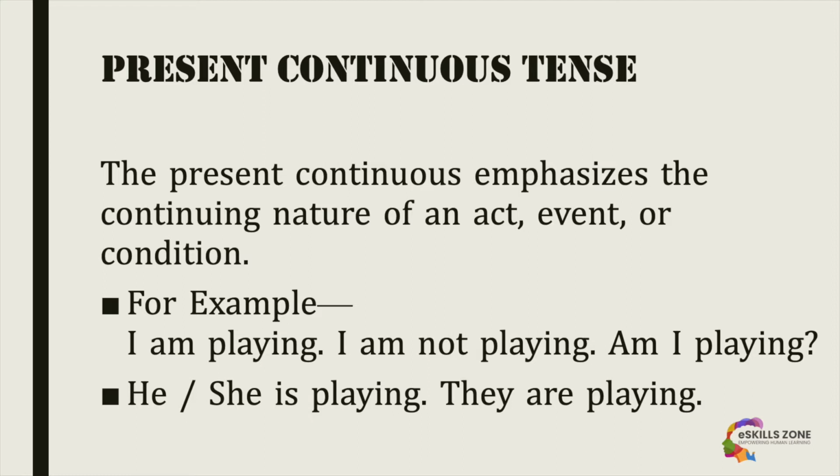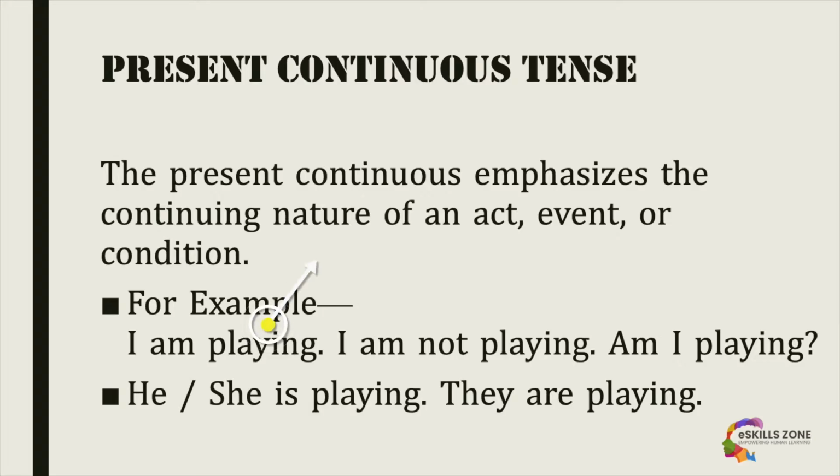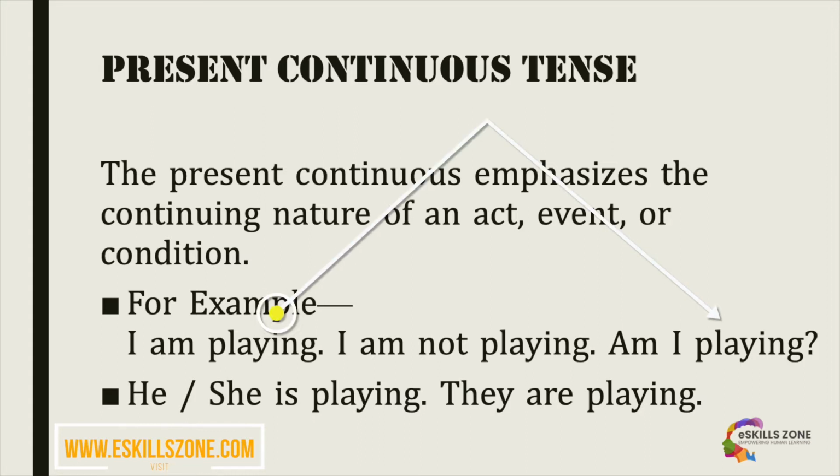Let me give you an example. I am playing. If I want to convert this positive sentence into negative, I would add not in between the helping verb and the verb. So the sentence will be: I am not playing. Now if I want to convert this sentence from positive into interrogative, the sentence will be: Am I playing?